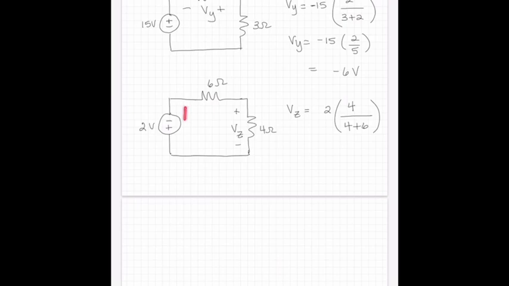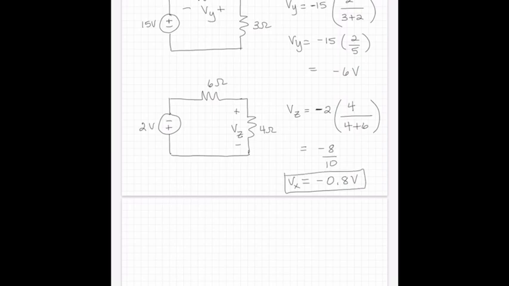The current's going to flow from minus to plus through this source because it's the only thing that can deliver power. So that current is going to flow from minus to plus with respect to Vz. So Vz is equal to, or let me fix that. So this is minus, we have to put a minus sign in front of 2 to fix the passive sign convention. So this is going to be minus 8 over 10, or minus 0.8 volts.